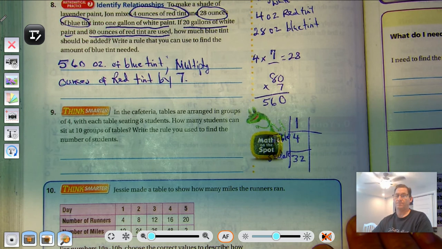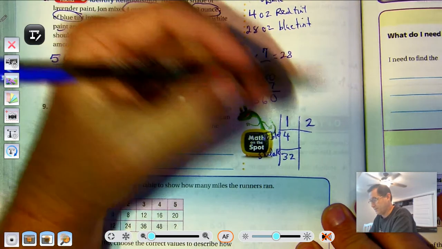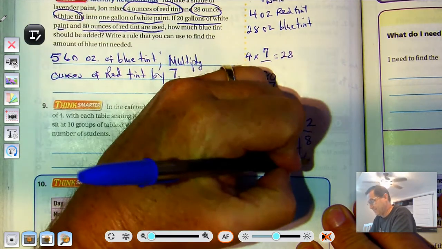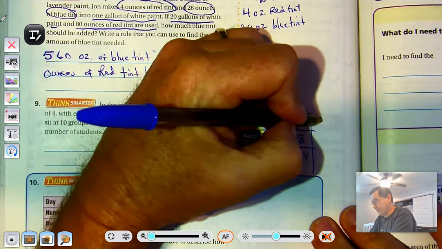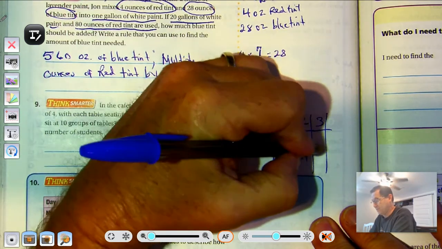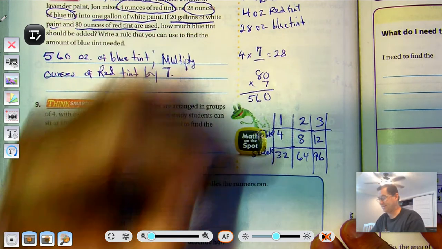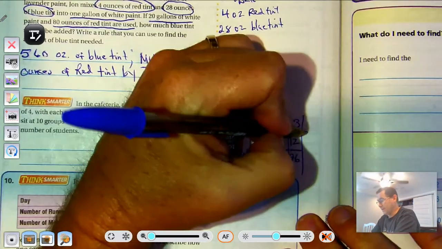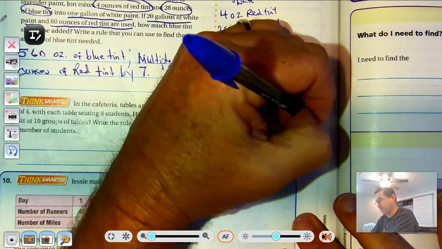So one group, 4 tables, 32 students. If I had 2 groups, I'd have 8 tables, and I would have 64 students. If I had 3 groups, I would have 12 tables, and I'd have 96 students. So we can continue this pattern out to 10 groups.